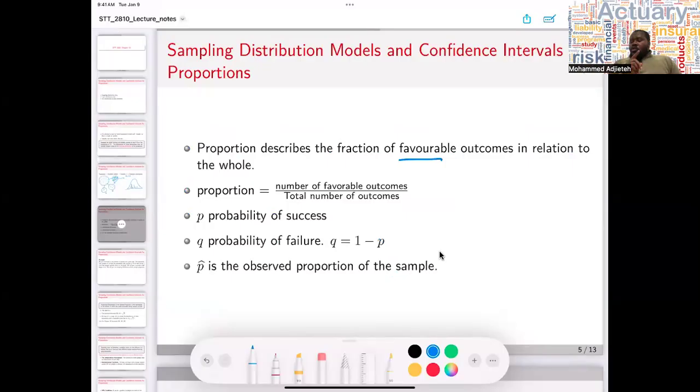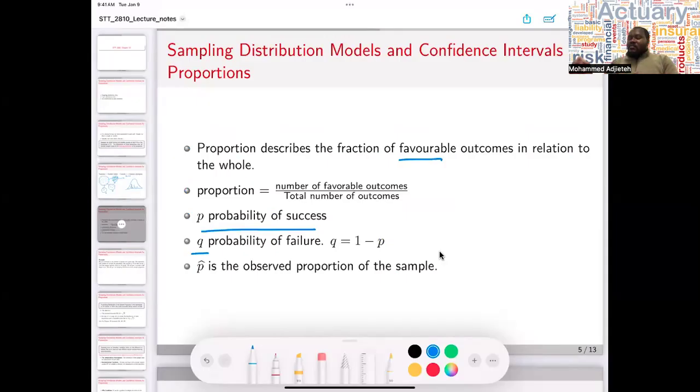And also, I want you to know that we are going to use P to denote the probability of success. Is that okay? And then we are going to use Q to denote the probability of failure. For example, if I'm interested in the number of students with green eyes, P is the number of students with green eyes divided by the entire population. And then Q is the other students who don't have green eyes. Does that make sense?